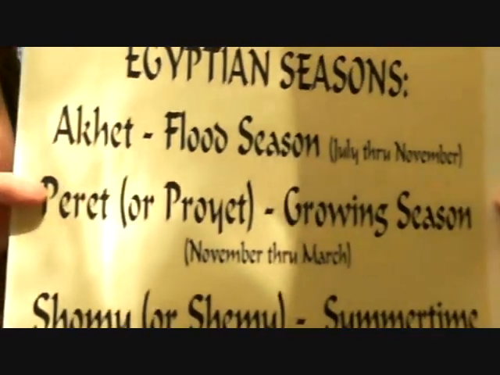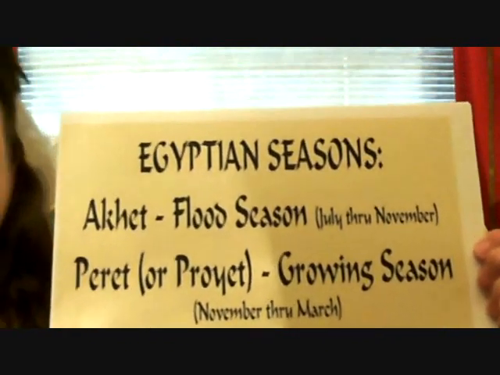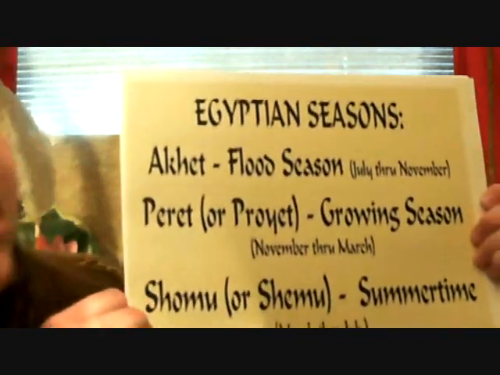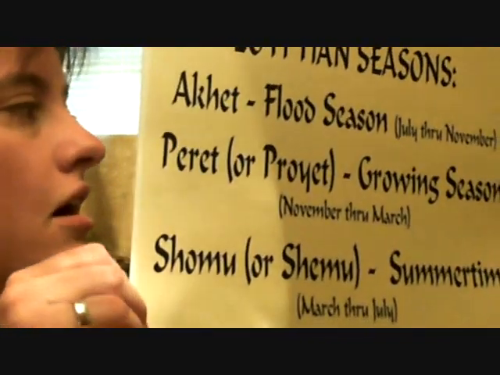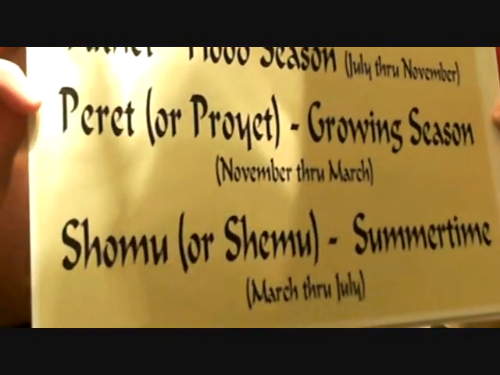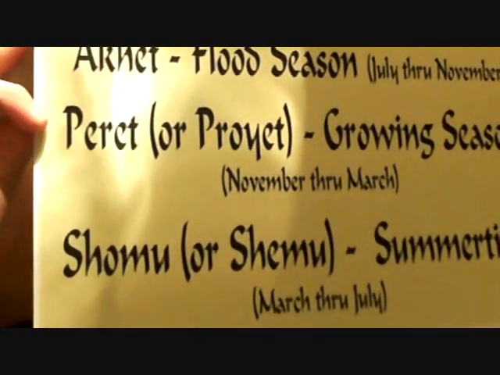Peret is the growing season. It's also called emergence. You could think of that as when the ground is emerging from the floodwaters, and then when the plants are emerging from the ground after they've been planted. The last one would be Shemu, or Shomu, which comes from the Egyptian word for hot. And that was basically the hot season, the summertime.